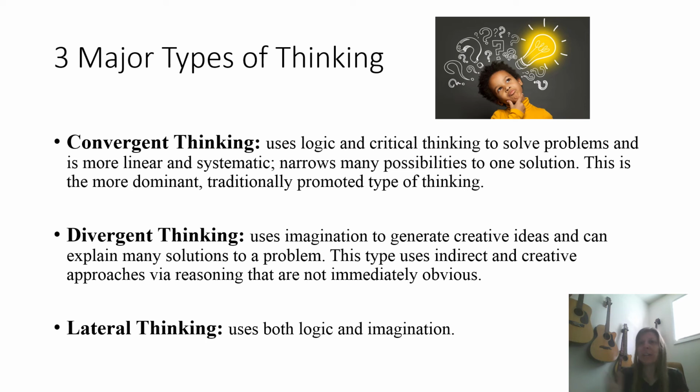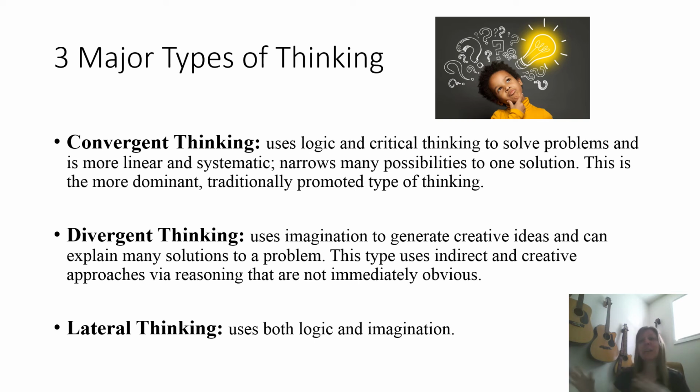For example, like the arts, philosophical thinking is marginalized and considered not a practical avenue for learning, partly because it promotes divergent thinking, which uses imagination to generate creative ideas and can explain many solutions to one problem. There's usually more than one solution to a problem. This type of thinking uses indirect and creative approaches via reasoning that are not immediately obvious and can be spontaneous.